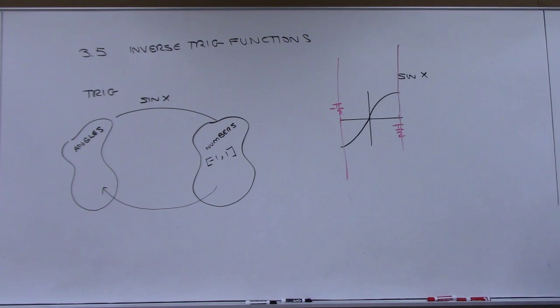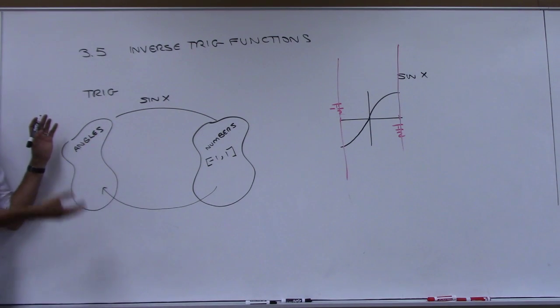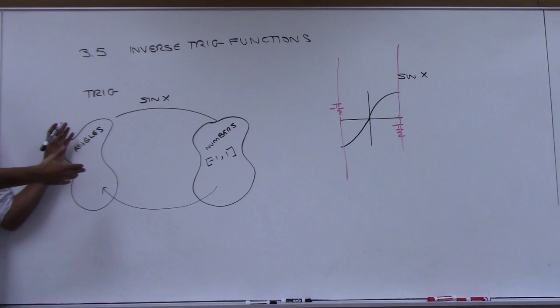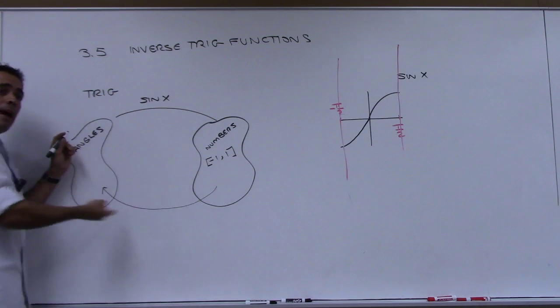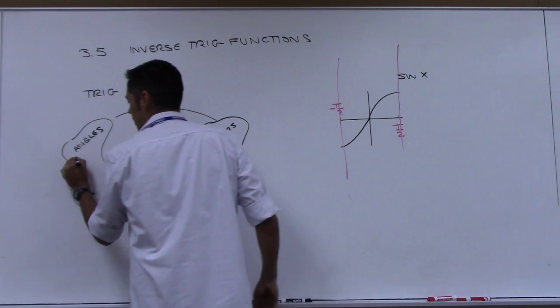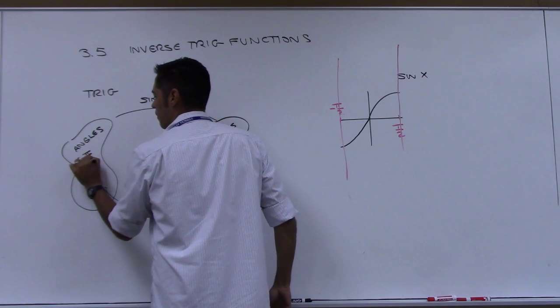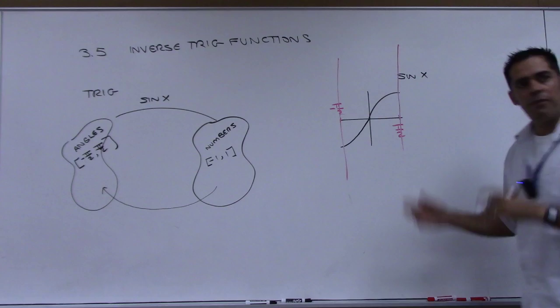Make sense? If I don't restrict it, then these angles can come from anywhere, right? 0, 30 degrees, 1,476 degrees. You can plug all those into sine. But if we want to be able to come backwards, you have to restrict this, and that restriction has to be between negative pi over 2 and pi over 2. This is pre-cal, all right? Does that look familiar to you?